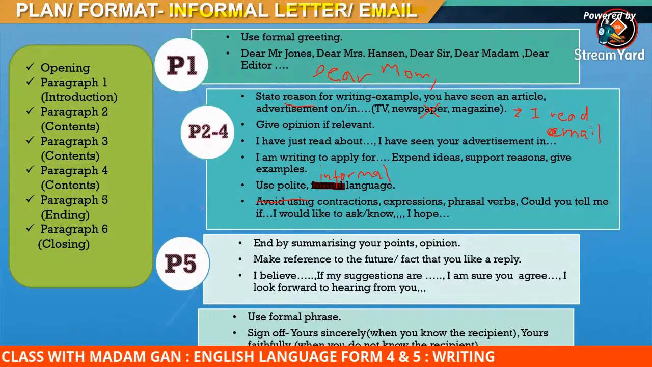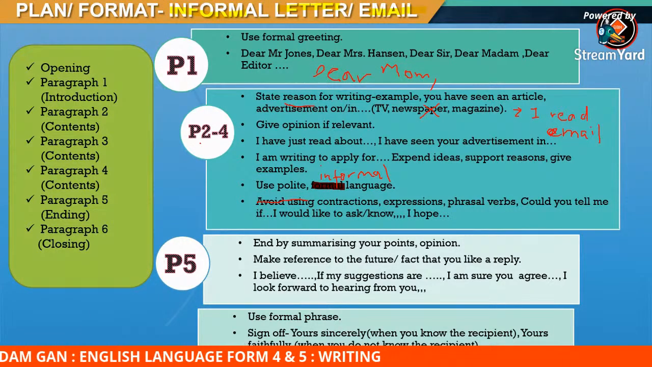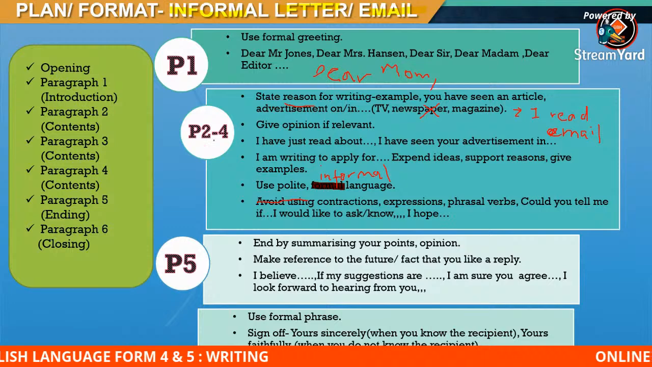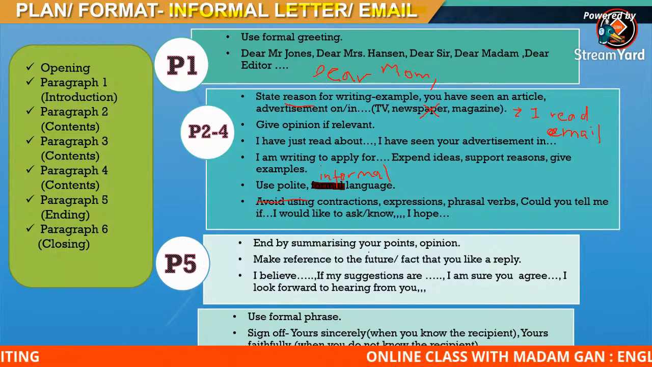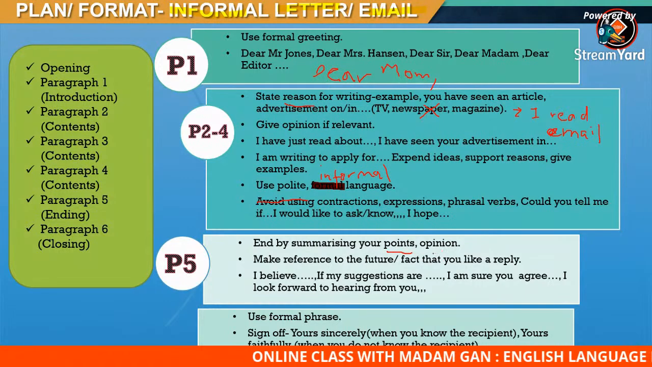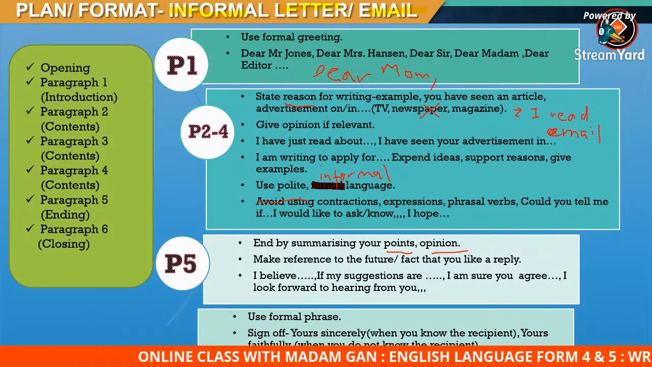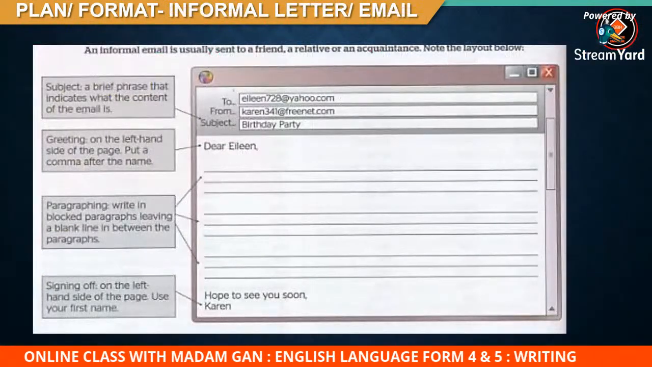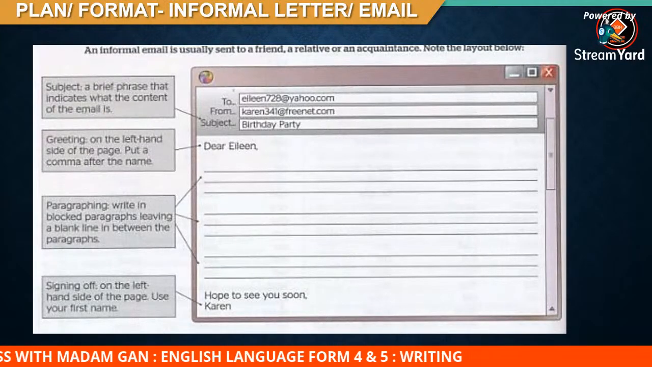Same thing, after the paragraphs where you have the contents, paragraphs 2, 3, and 4, you have to have paragraph 5, which is the closing. You still have to summarize your points or your opinion. Okay? And next, let's look at the example.